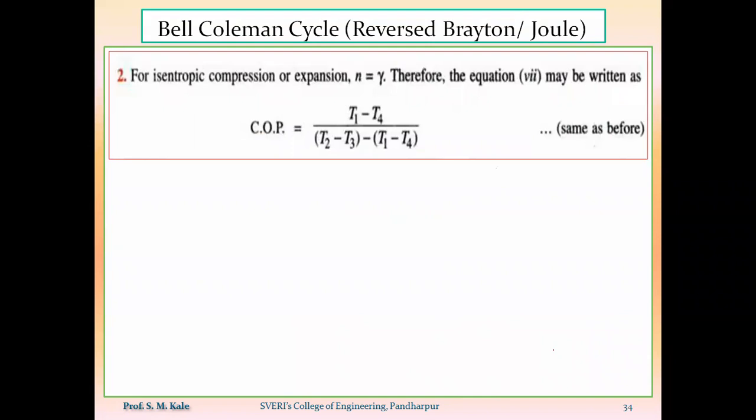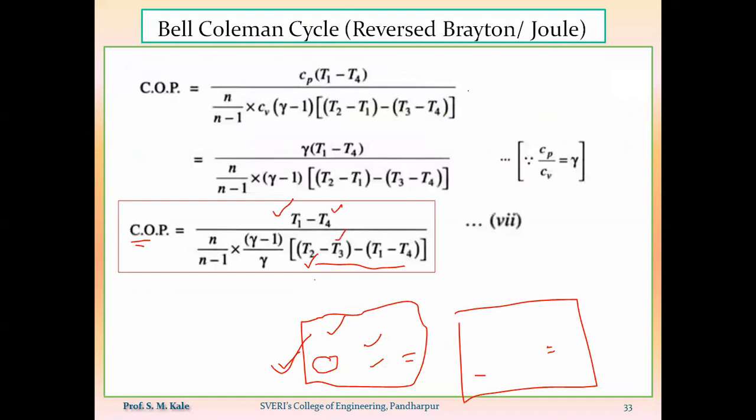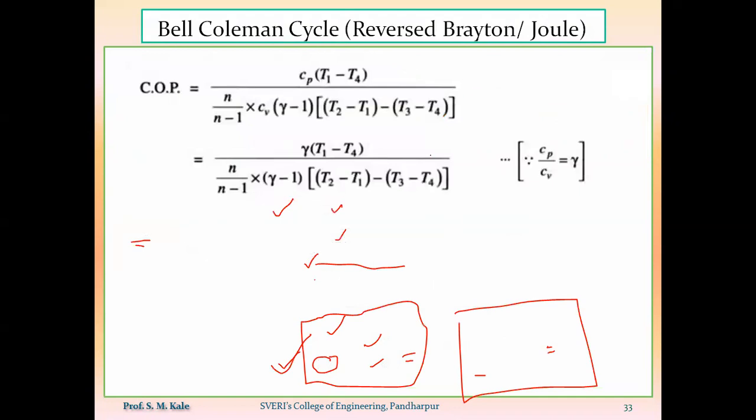And here one more thing, for isentropic compression or expansion, that is n is equal to gamma, you can use the third formula also. त्यावेळेस तुम्हाला टेम्परेचरचे व्हॅल्यू माहित असतील. हा थर्ड फॉर्म्युला म्हणजे कोणता आहे, आपण कालच्या लेक्चरला ज्या ठिकाणी एंड केलं होतं, COP is equal to (T1 minus T4) divided by (T2 minus T3) minus (T1 minus T4). सो हा फॉर्म्युला आणि हा फॉर्म्युला, कोणते दोन फॉर्म्युले, 2 मिनिट सांगतो.